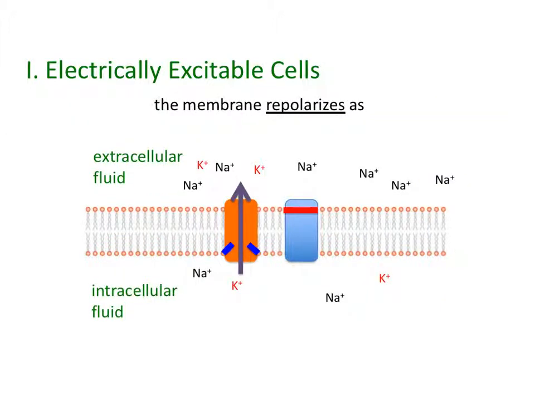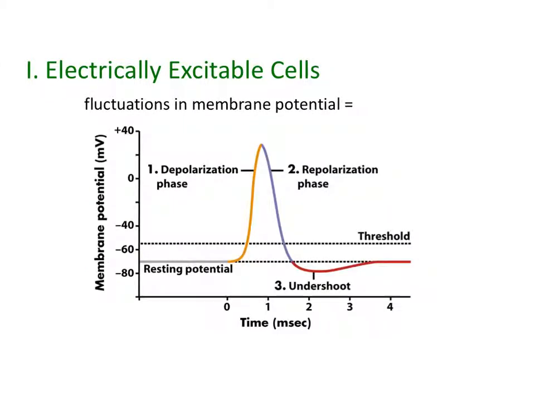The plasma membrane then repolarizes as potassium ions flow rapidly out, through their own voltage-gated potassium channels. So you can see here potassium flowing back out, repolarizing the membrane and reinstituting that voltage difference. The rapid fluctuations in membrane potential that we see during cell signaling, from this point here up until basically this point here, is called an action potential.